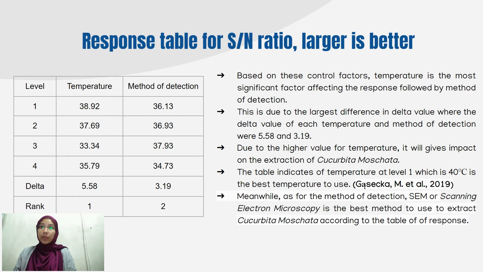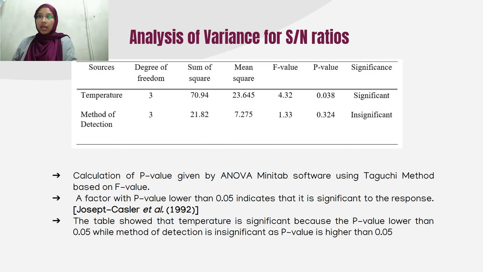extraction of Cucurbita moschata. The table indicates that temperature at level 1, which is 40 degrees Celsius, is the best temperature to use. Meanwhile, as for the method of detection, SEM or scanning electron microscopy is the best method to use to extract Cucurbita moschata according to the response table.